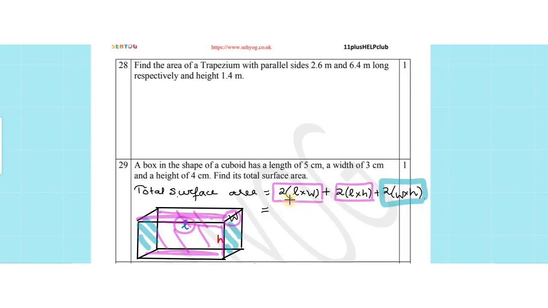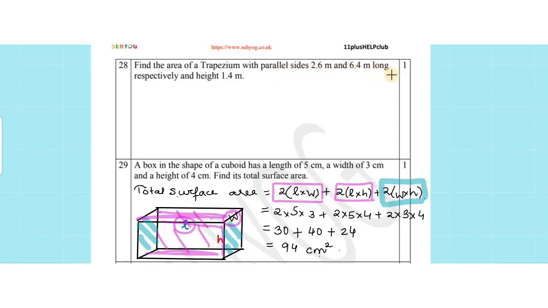The total surface area we will find out by putting the values of length, width and height. So, 2 times 5 times 3 plus 2 times 5 times 4 plus 2 times 3 times 4. So, we get the total surface area, that is 94 centimeters squared. That is the answer.